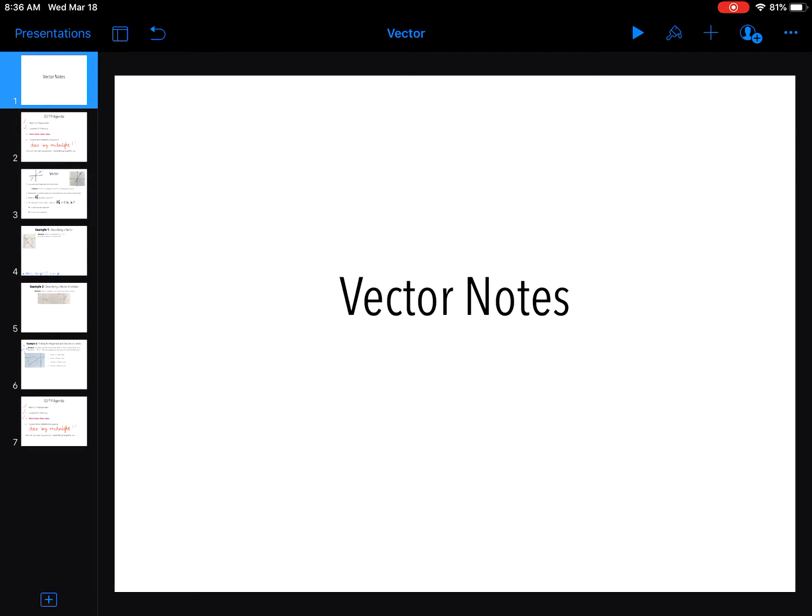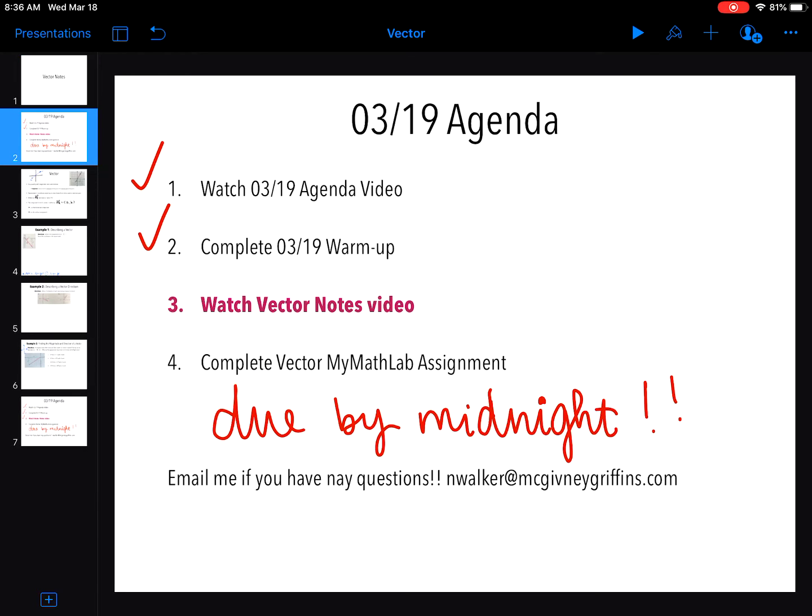Hello everybody, today is Thursday, March 19th, and we are starting on another section for our transformations chapter, and that's going to be vectors. And you guys are going to like this section because it takes a little bit of last chapter and combines it with this chapter, and there's not as much work as there is in other sections of transformation. So let's look at our agenda for today.